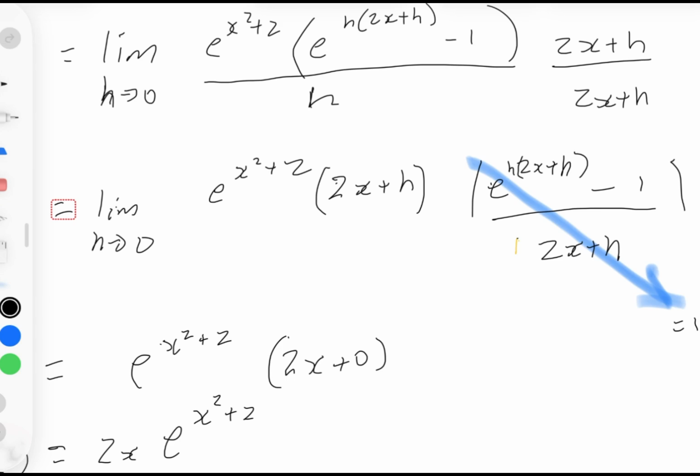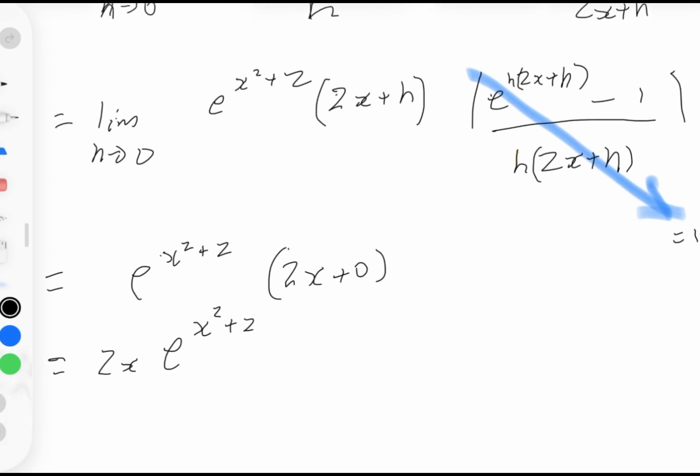All right, so don't worry. Now we have the same thing as the exponent, because h times 2x plus h will be h bracket 2x plus h. And so the limit as h approaches 0 of e raised to the h bracket 2x plus h minus 1 over h times 2x plus h will be equal to 1. And then we have e to the x squared plus 2. h still approaches 0, so we're going to substitute a 0 for h there. We'll have the 2x plus h at that point.